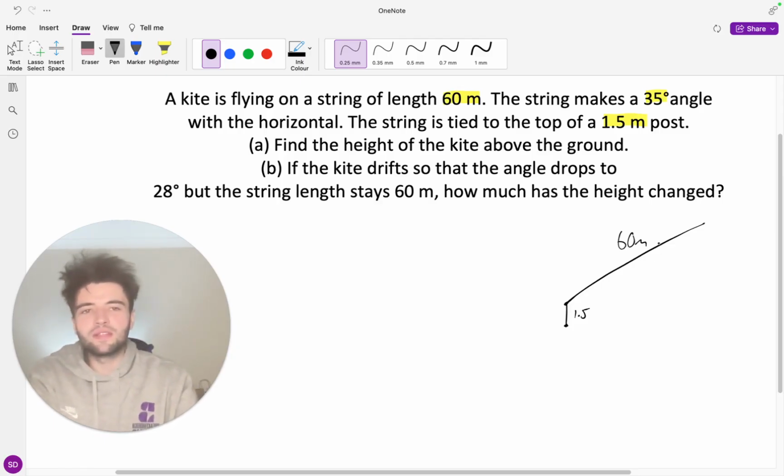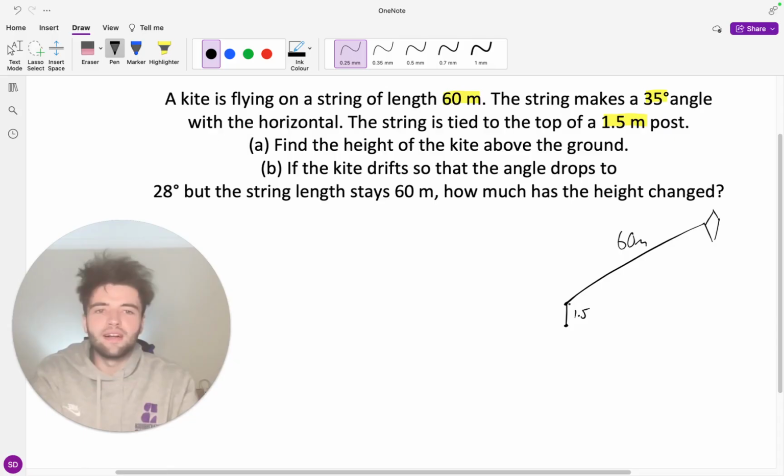So we have this 60 meter string, and then the kite we can just draw up here as a little sort of diamond shape on the end of the string. And then our last key piece of information is that the angle in here, so the angle that the kite makes with the horizontal, is going to be 35 degrees. So we're given that in the question.